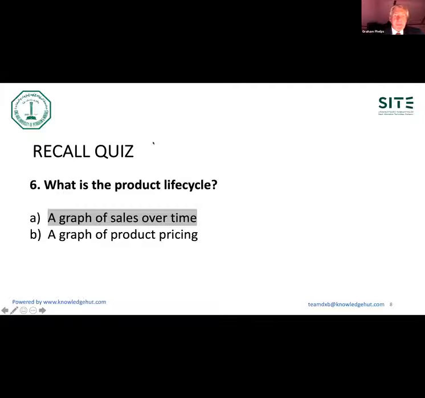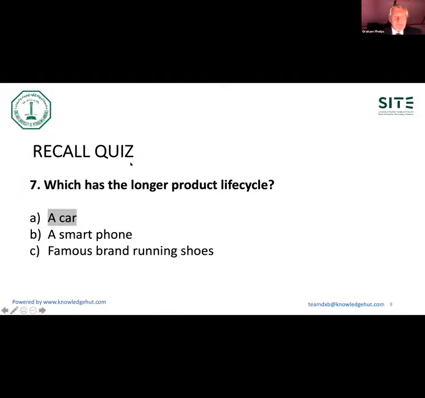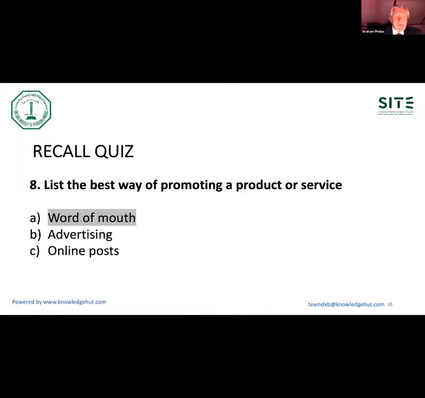Number six, a product life cycle is the graph of sales over time. And of course, it builds slowly, plateaus, and drops. And how long that time is depends very much on the product. A car will have a much longer product life cycle than a smartphone or a famous brand of running shoes. So A is the answer for number seven. Number eight might surprise you, but when we say best, we mean the cheapest and most effective.